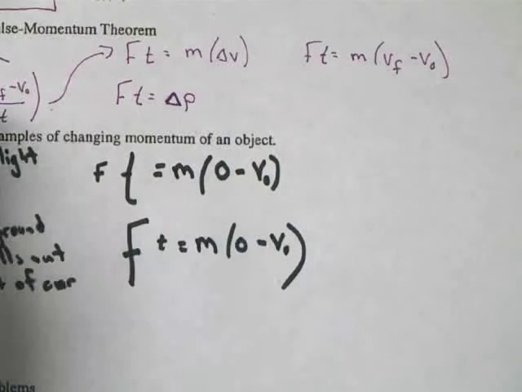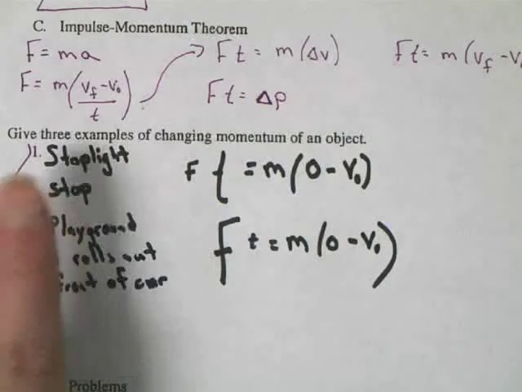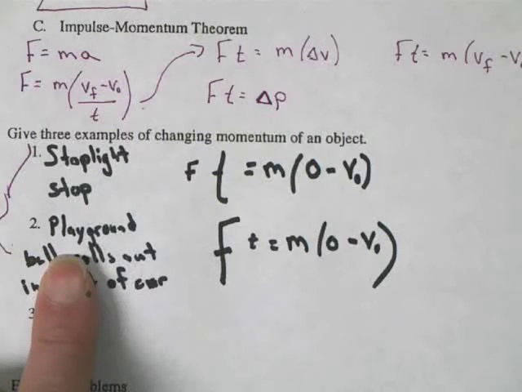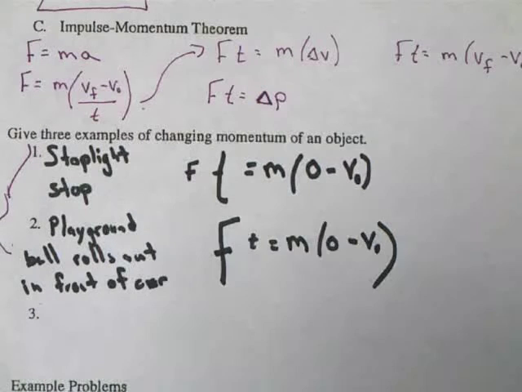Okay. Here's my question to everyone. I want you to answer it silently in your heads first. Which scenario had a bigger impulse? The stoplight stop or the playground ball stop? Which scenario did you apply a bigger impulse to your car? You know I like to ask a lot of trick questions. They are equal.